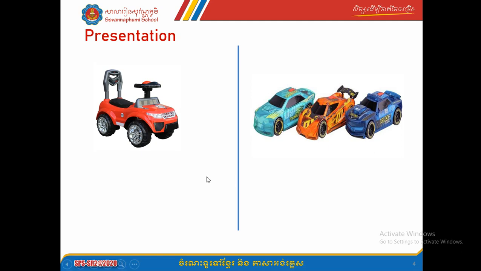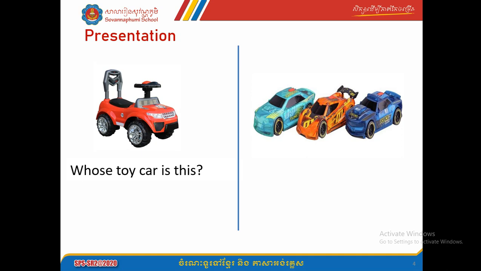Now for example, here is a toy car. This is only one, and these are threes, three toy cars. So with only one like this, how do you ask the question, and how do you answer? Can you make a question? Okay, let's check the answer together. Whose toy car is this?